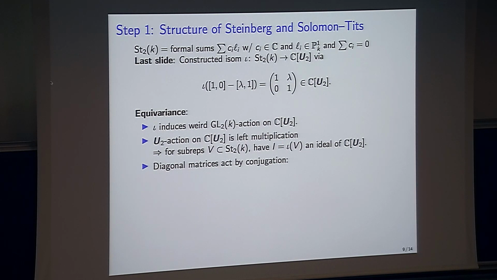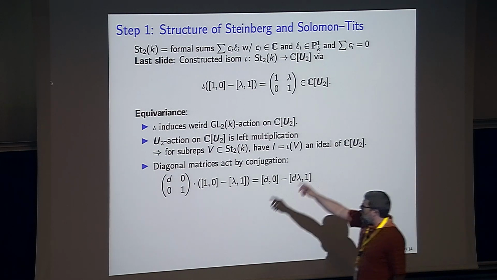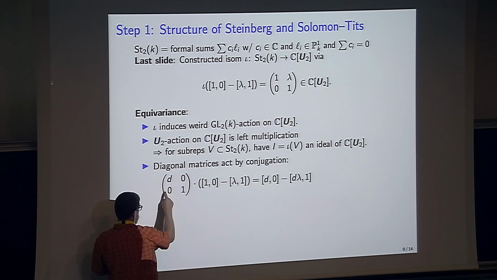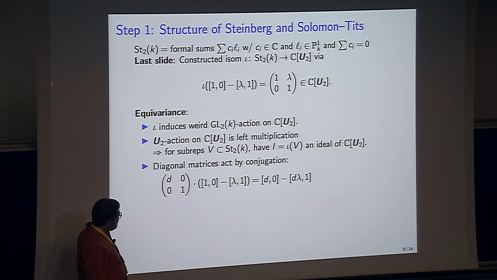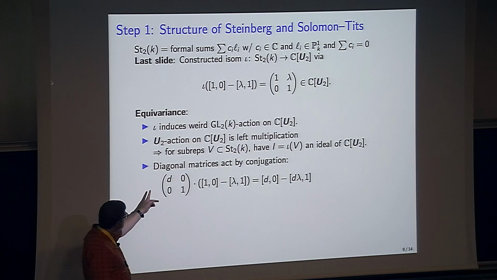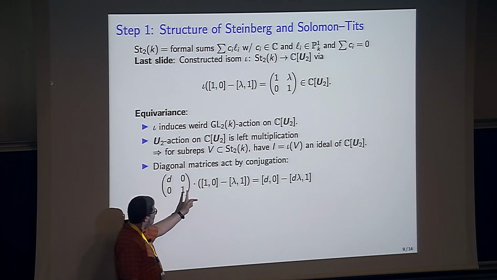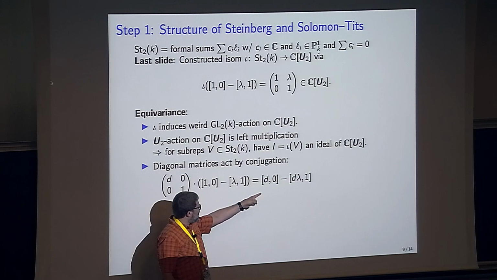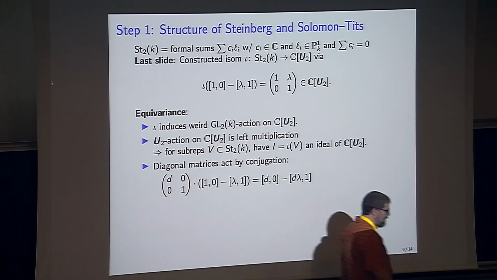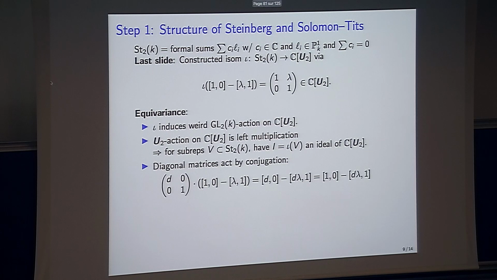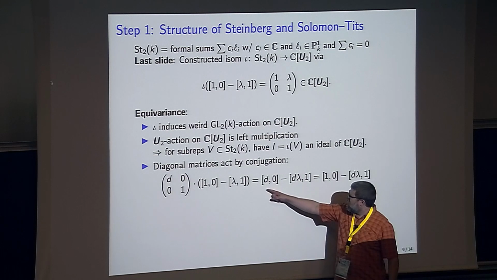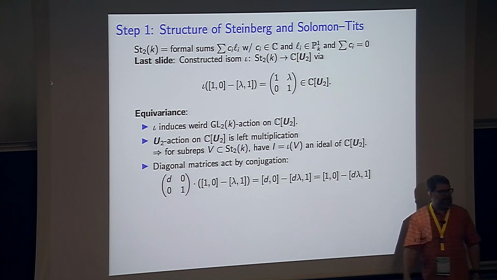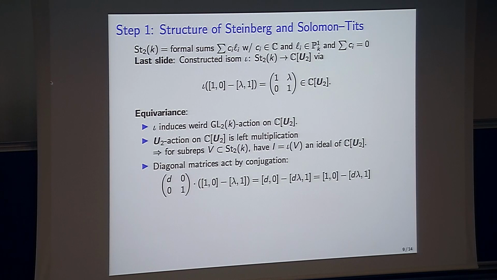And that's how diagonal matrices act. Diagonal matrices act very nicely. I claim they act by conjugation. So how do diagonal matrices act on this basis? Well, a diagonal matrix is of the form (d, 0; 0, 1), right? And so this takes (1, 0) and (lambda, 1) to (d, 0) and (d lambda, 1), right? But of course, these are homogeneous coordinates, so we can rescale, and this just becomes (1, 0), and this one we can't rescale. It's still (d lambda, 1). So diagonal matrices act in that way on this basis.